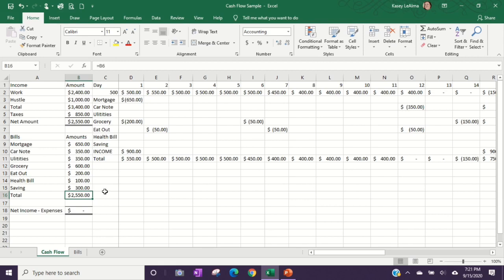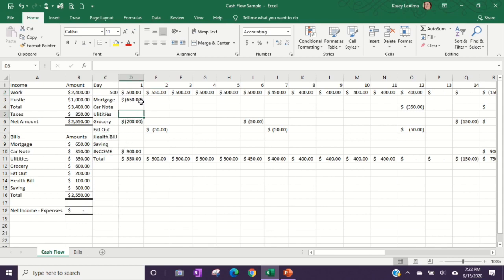So the total expenses are $2,550. So her net income minus expenses is $0. So what I do here is on this side of the spreadsheet, I list out in the row columns what the bill name is, and then at the bottom I put the income.